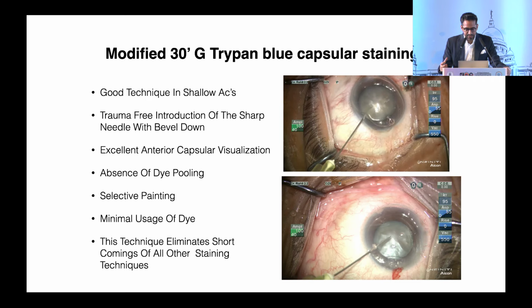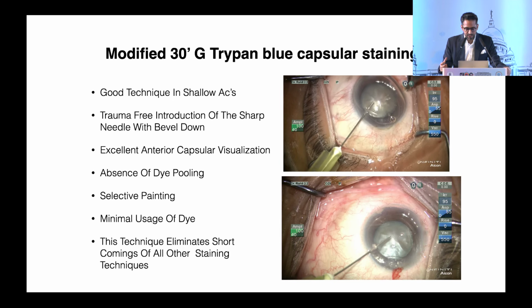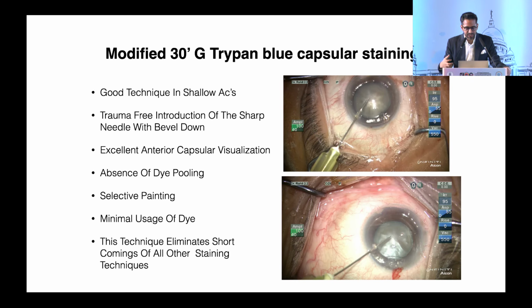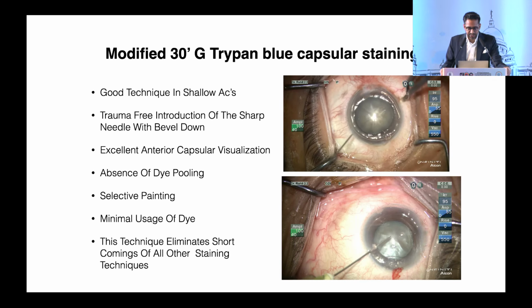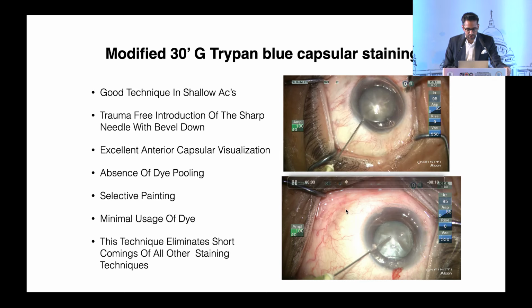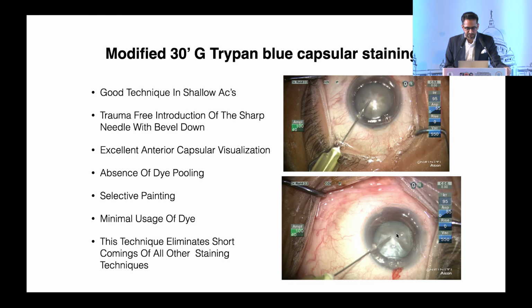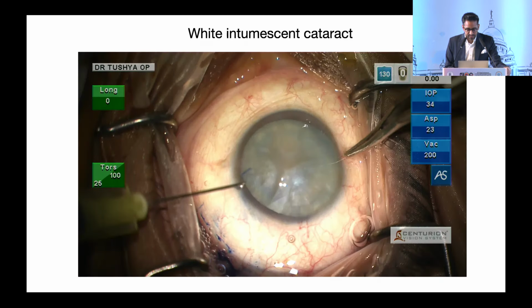You can see again what happened here is, in shallow ACs, air is injected before the injection of dye. So you can see how the AC deepens in this. So it is a good technique, excellent anterior capsular visualization, absence of dye staining, selective painting, there is minimal usage of dye, and this technique eliminates shortcomings of all the techniques. So let's come to the white intumescent cataract.